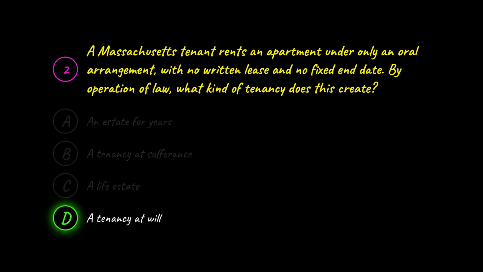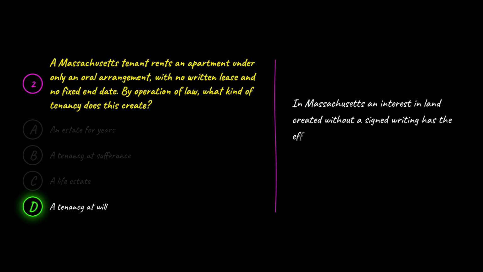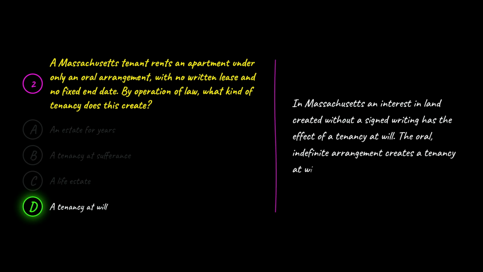The correct answer is D, a tenancy at will. D is correct because in Massachusetts, an interest in land created without a signed writing has the effect of a tenancy at will. The oral, indefinite arrangement creates a tenancy at will, terminable by proper notice from either party.